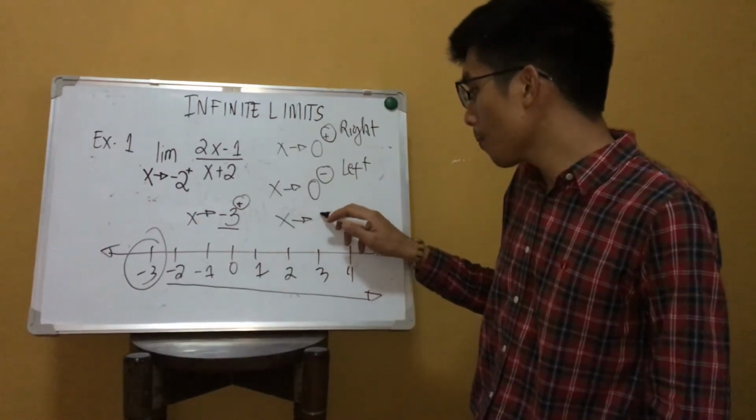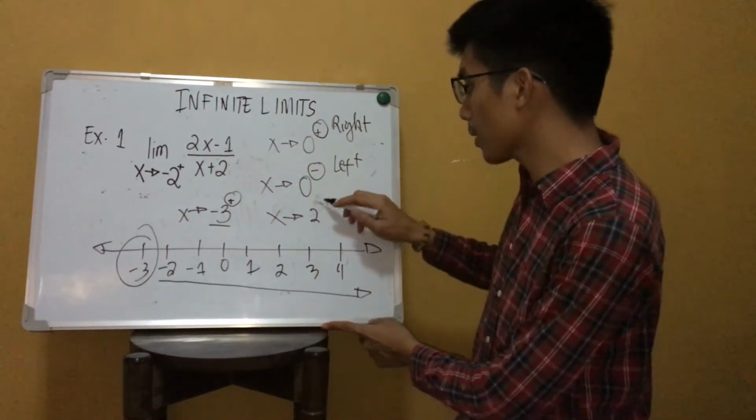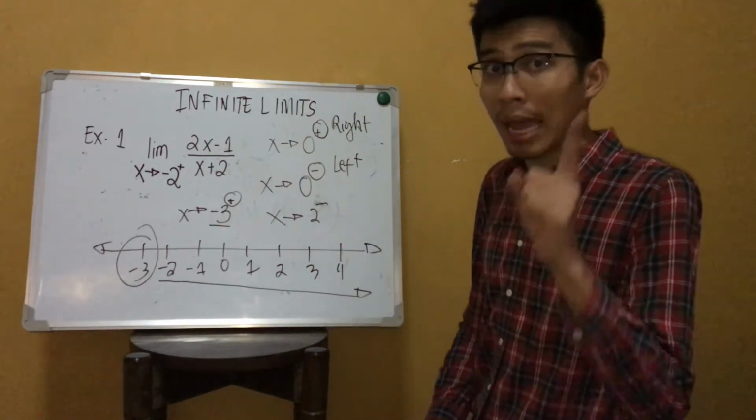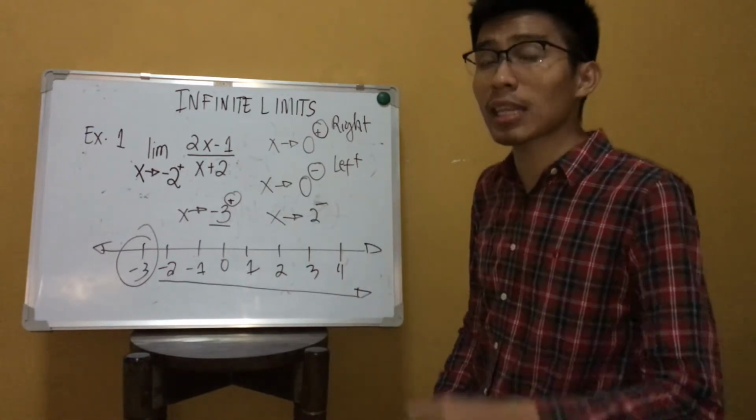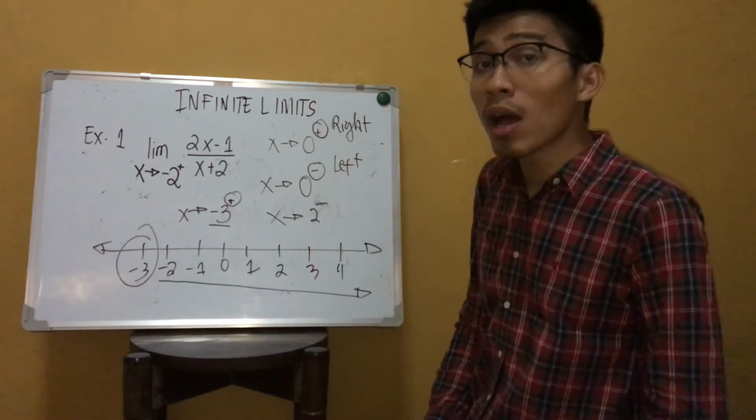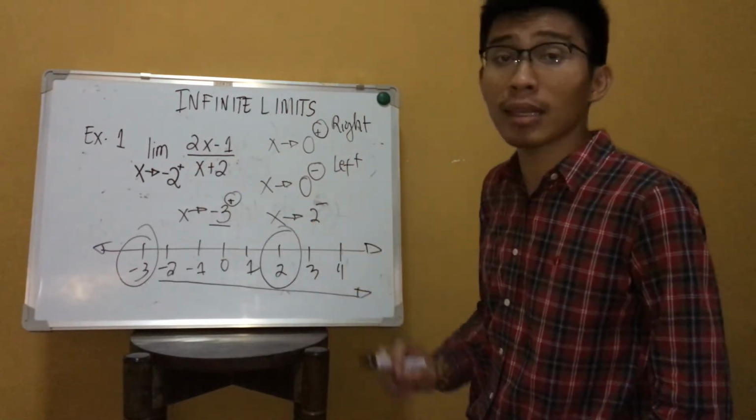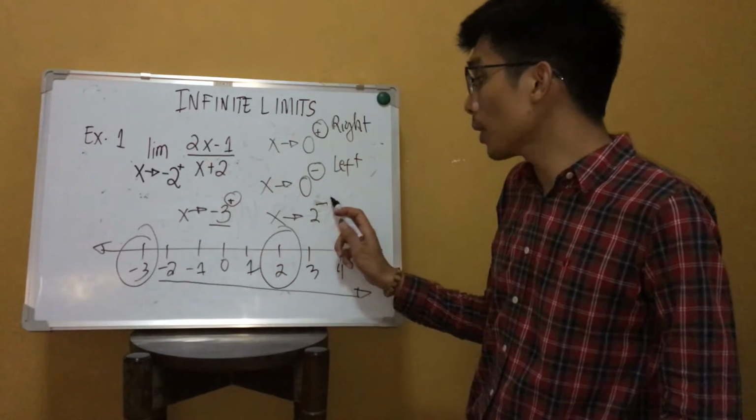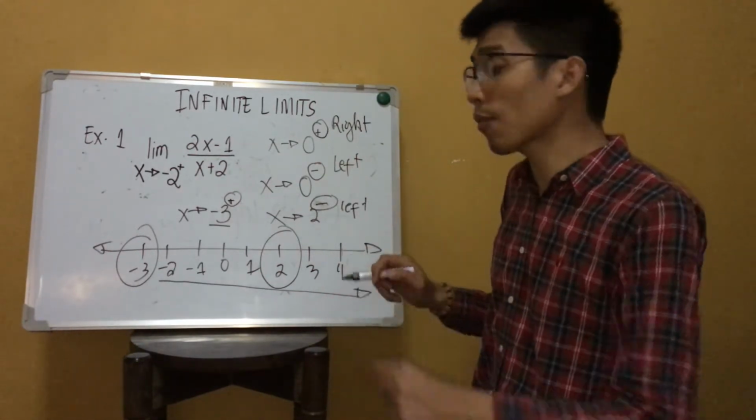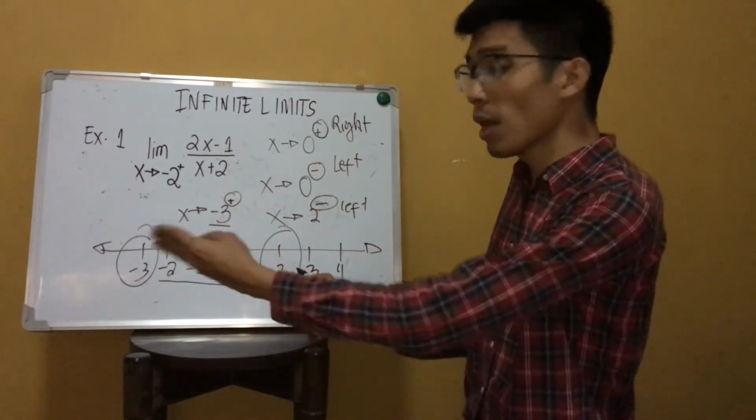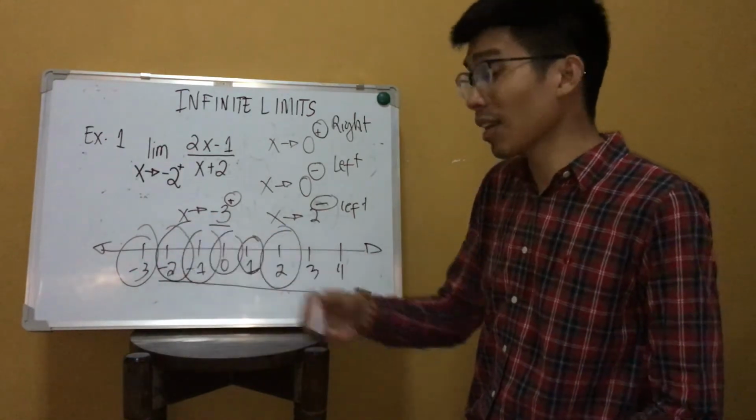Another example. X approaches 2 negative. My number where x approaches is positive 2, and the sign at the top is negative. It means to the left of positive 2. Where is my positive 2 located? My positive 2 is located here. What are the numbers to the left of positive 2? Those are 1, 0, negative 1, and negative 2.